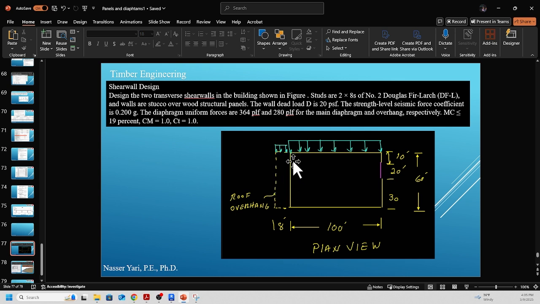So we want to design this shear wall number 1 here and shear wall number 2. Shear wall number 2 has an opening because of the garage door. Anything else given: the moisture content of the wood is less than 19%, CM is 1, CT is 1, and the studs are 2x8, number 2 Douglas Fir-Larch. I think that's about covered, so let's get to work.